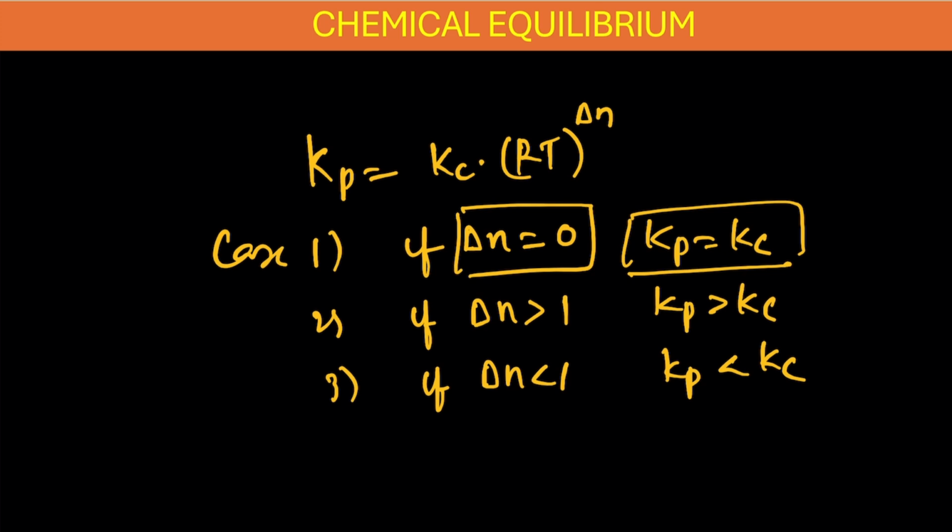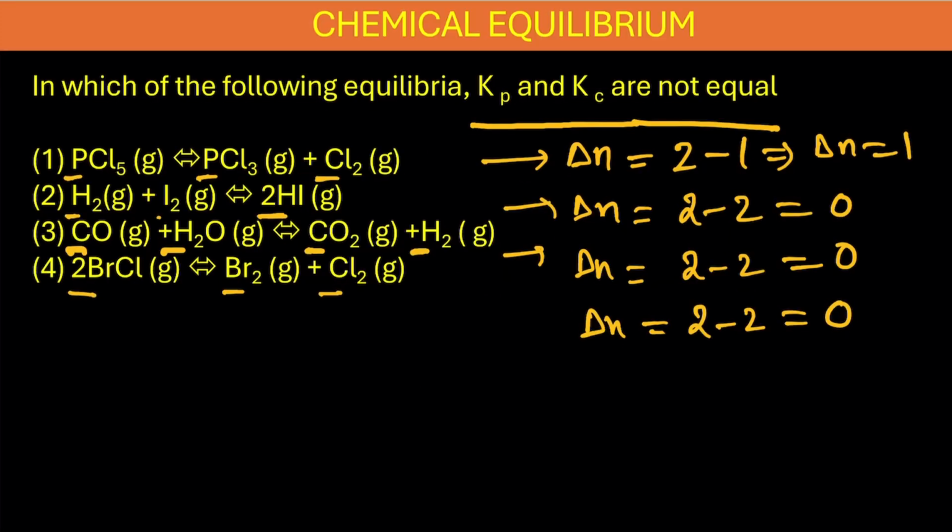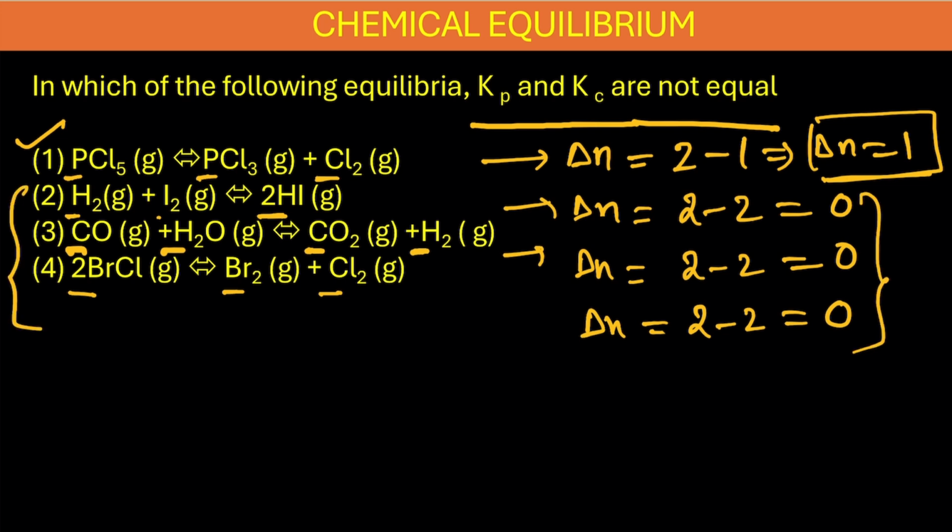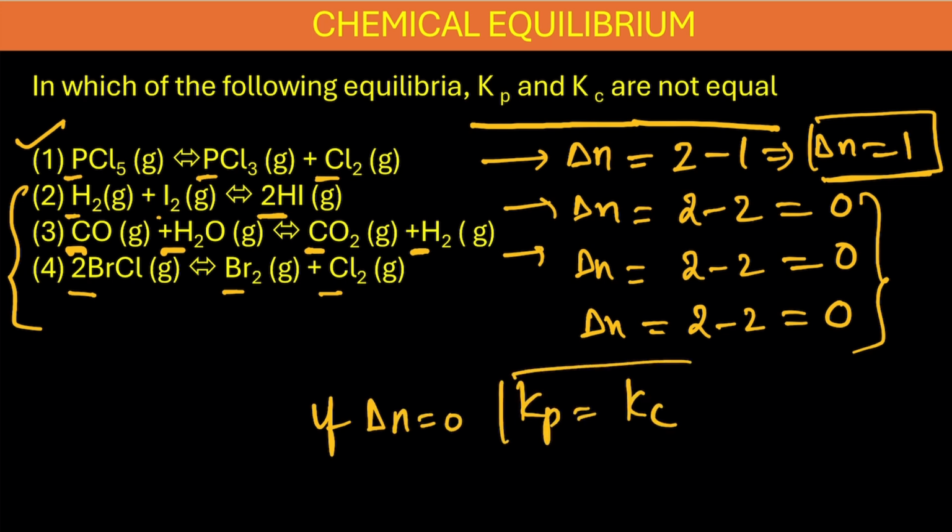So now directly look at the question. Kp and Kc will not be equal when delta n is not equal to 0. So in this case delta n is equal to 1. So this is option 1 where Kp and Kc are not equal. In all the remaining cases delta n is 0. So if delta n is equal to 0, what does it imply? Kp is equal to Kc.